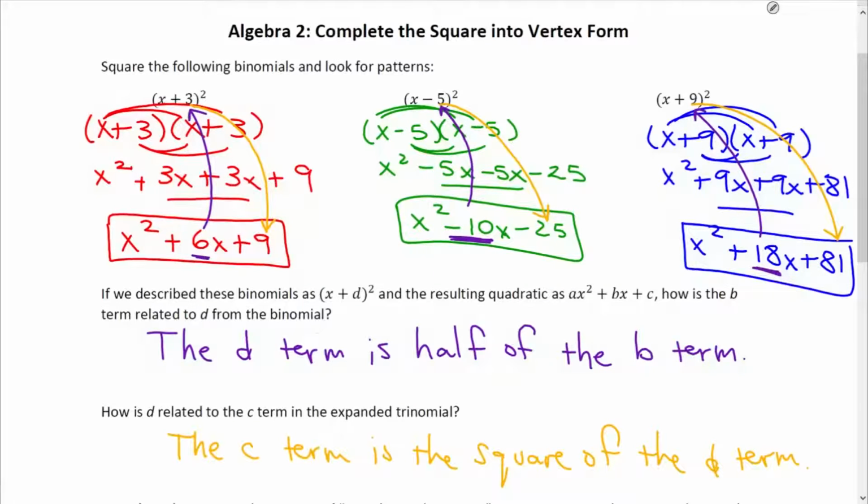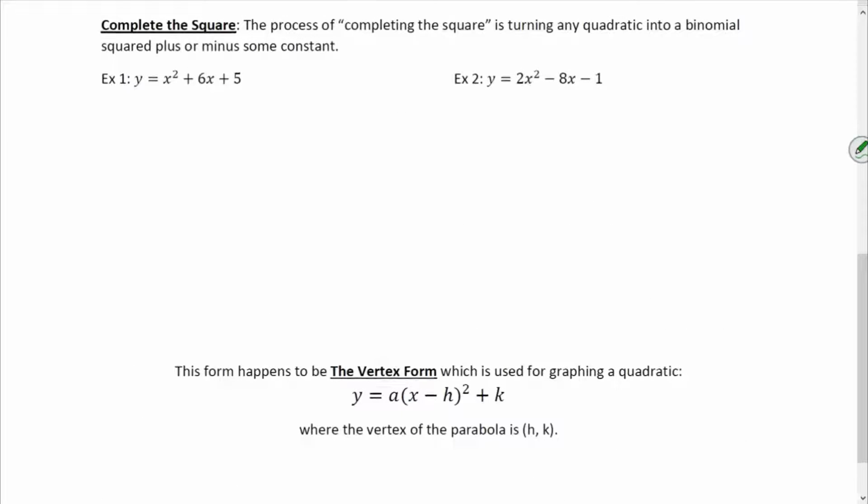Okay, those are some really useful patterns to notice as we are doing this process called completing the square. All right? The process of completing the square is turning any quadratic into a binomial squared plus or minus some constant. Okay, and so here's an example of that. I'll rewrite this. y is equal to x squared plus 6x. I'm going to leave a space, plus 5.